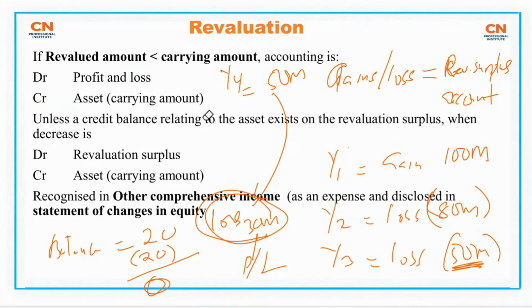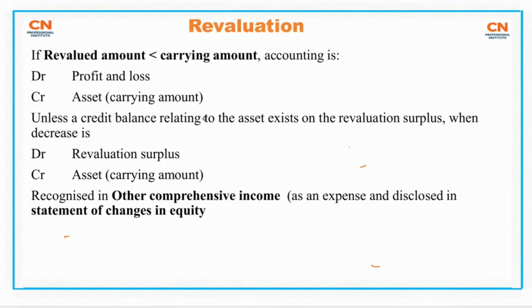So let me wipe these things here. Let's say year one, you made a gain of 100 million. What we are saying you do is that you debit the asset, you debit PPE, and you credit your revaluation surplus account with 100 million. So now we have 100 million in the revaluation surplus account.